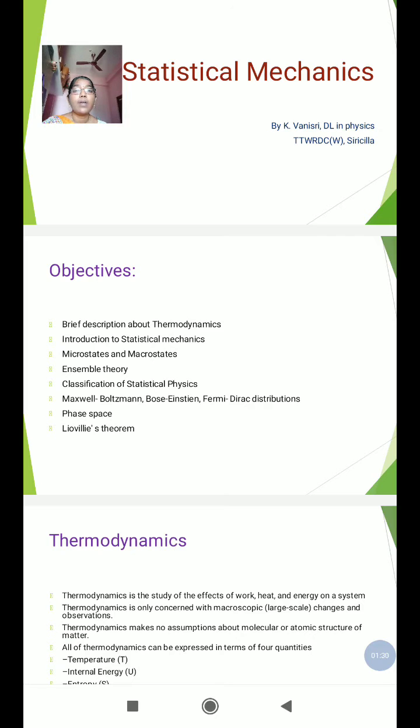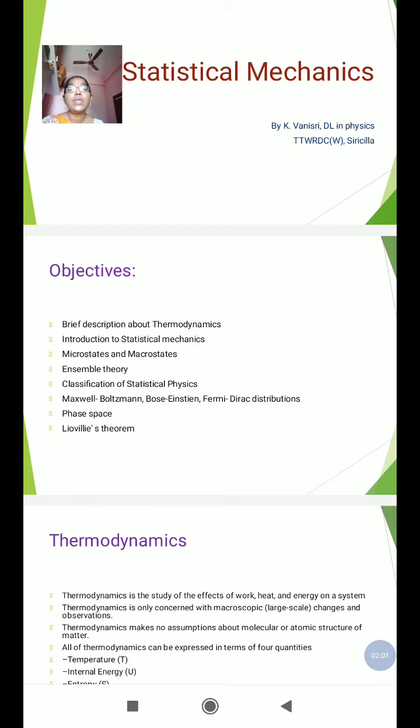Next we have microstates and macrostates: what a microstate is and what a macrostate is, everything we will see in this slide. Next, one important tool of statistical mechanics is ensemble theory. The ensemble is an important tool of statistical mechanics. By using this concept, we can simplify complicated systems into simple ones. Next is the classification of statistical physics.